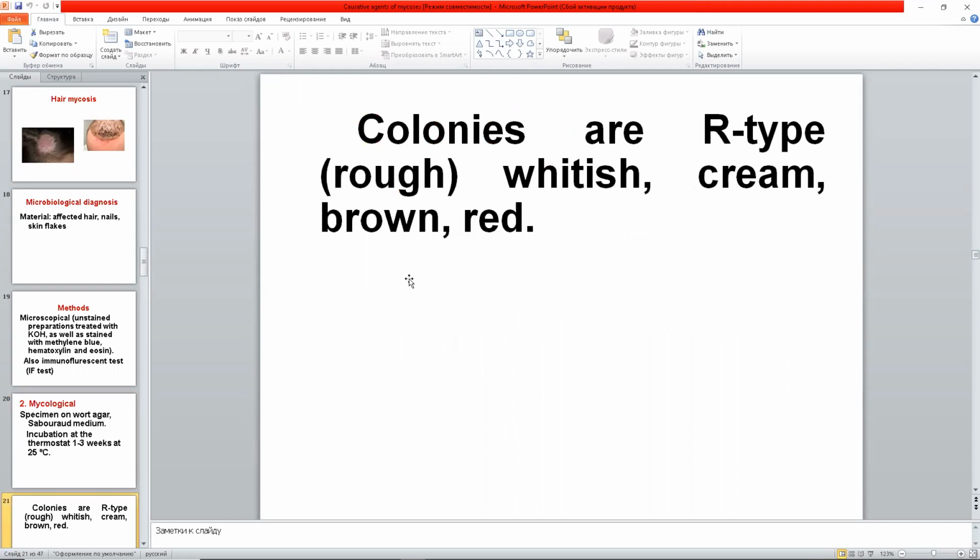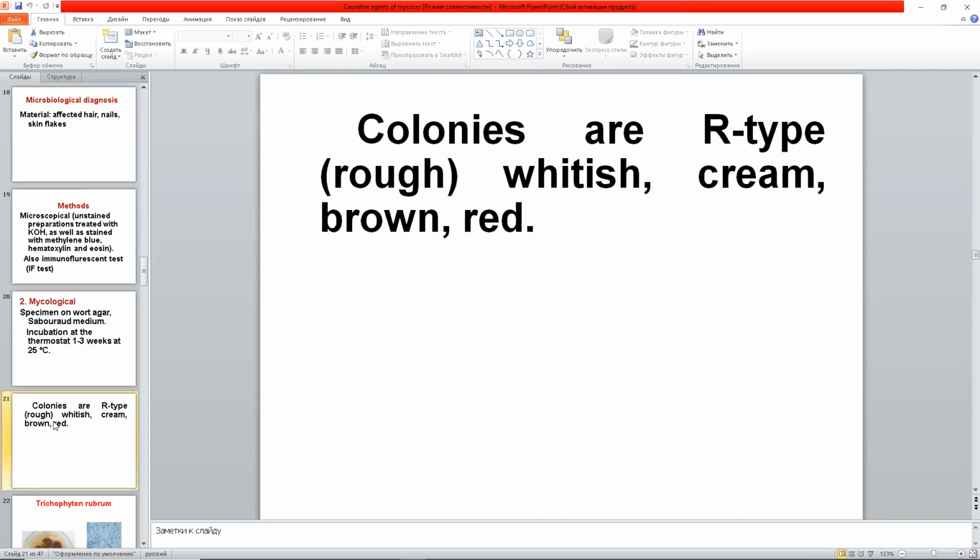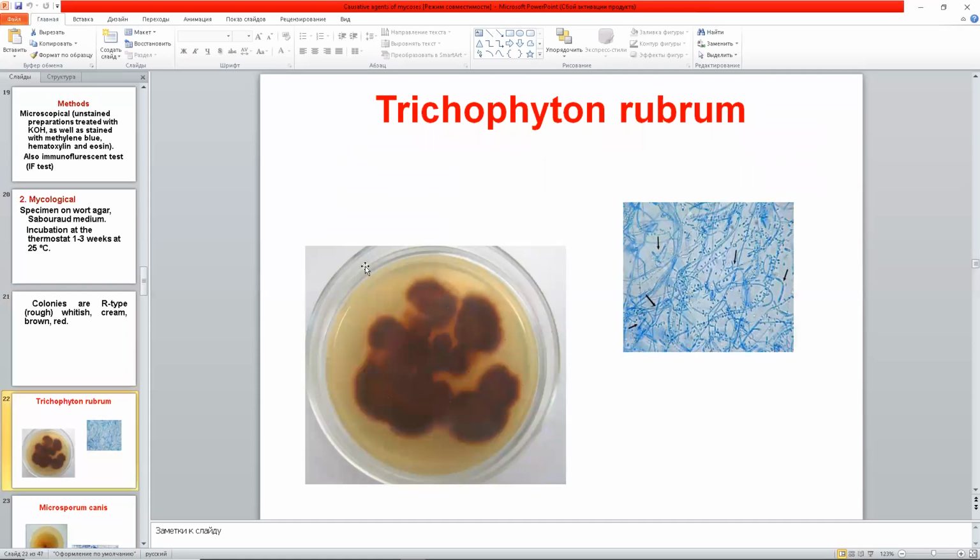Have you ever seen molds grow? How do they grow? They are whitish, cream, brown, red. They have some color, and they look like wool particles, like cotton particles, and so on. Colonies are different. Again, we should describe what colonies are developed by fungi. For example, Trichophyton rubrum. Rubrum is red. It develops colonies with red color. Even the medium has red color.